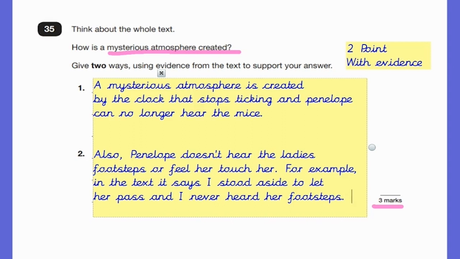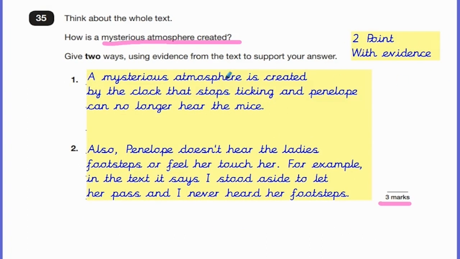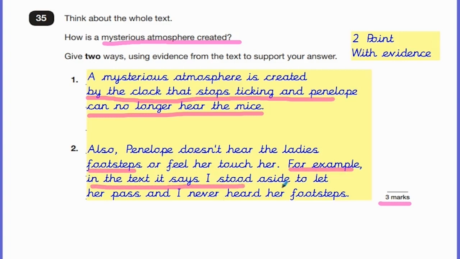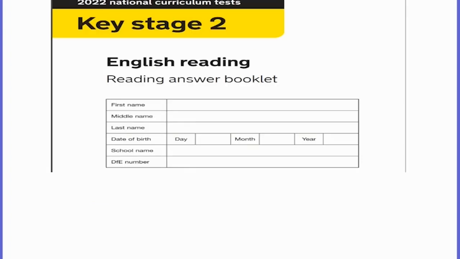Okay, so once again, to get the 3 marks, have I given 2 different points? Yeah, I said the clock stopped ticking and she couldn't hear the mice, so that would be my 1 point. And my separate point is she doesn't hear the lady's footsteps, and this time I've supported that point with evidence which I've taken from the text, and therefore I should get my 3 marks for that answer.